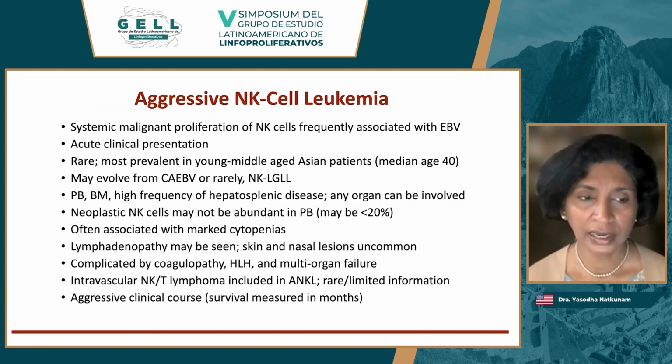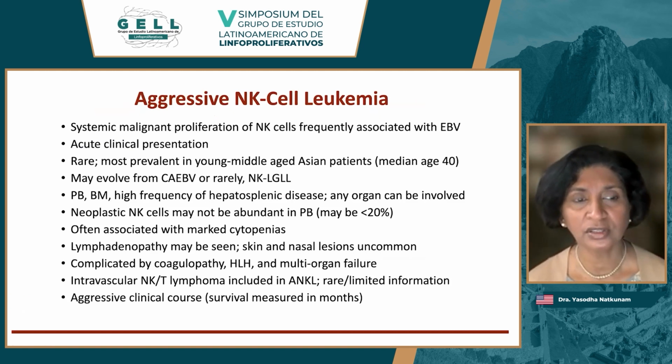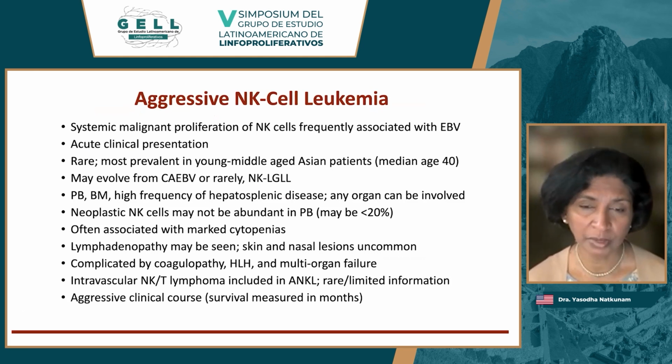Another NK lymphoma that is in the differential diagnosis of the extranodal NK T-cell lymphomas is aggressive NK cell leukemia. This is a highly malignant proliferation of NK cells. It's also frequently associated with EBV and has an acute clinical presentation, much like a leukemia. It is rare. It's most prevalent in Asian patients around 40 years of age. It can evolve from chronic active EBV or sometimes even LGL, large granular lymphocytic leukemia presentations.